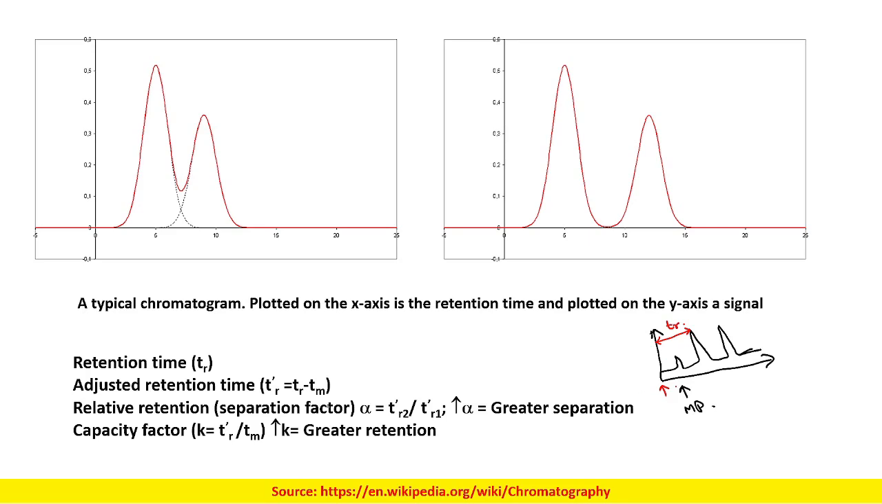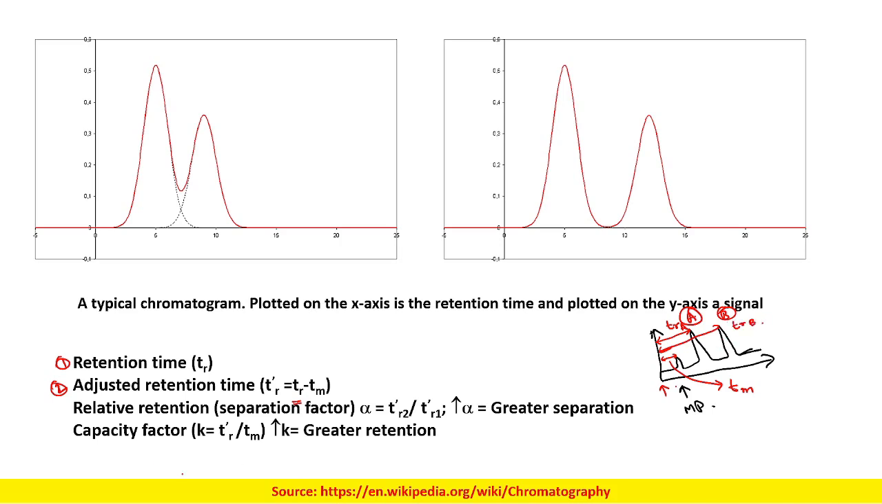Now in point 2, I have discussed adjusted retention time. Over here I have given TR minus TM. What is this TM? TM is nothing but the time duration for which your mobile phase was within the column. Retention time is the time for which your analyte, say in this case analyte A, has been retained within the column. It is called TRA or TRB. So the first one would be TRA, the second one TRB.